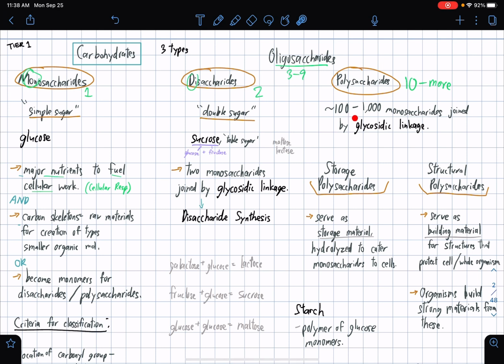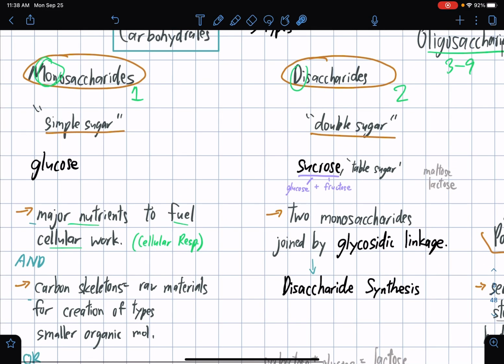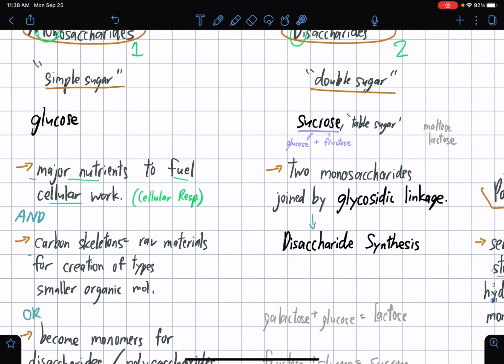So we have roughly 100 to 1,000 monosaccharides joined together by what is called a glycosidic linkage, or in other words, glycosidic bonding. That's the bonding of carbohydrate molecules, particularly monosaccharides. So let's go first with monosaccharides. For glucose in particular, they are major nutrients required to fuel cellular work. For instance, cellular respiration.